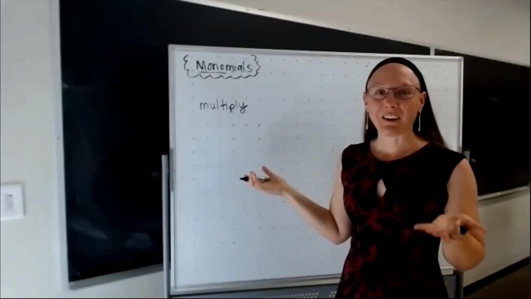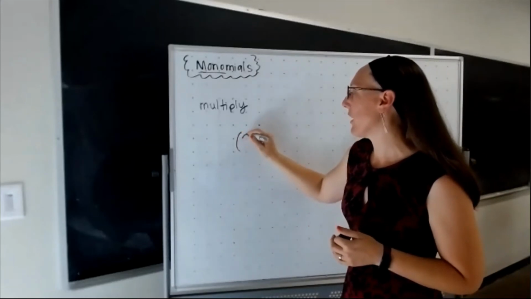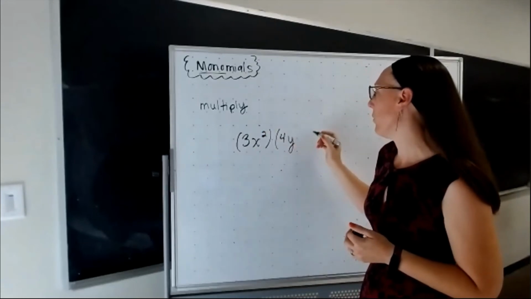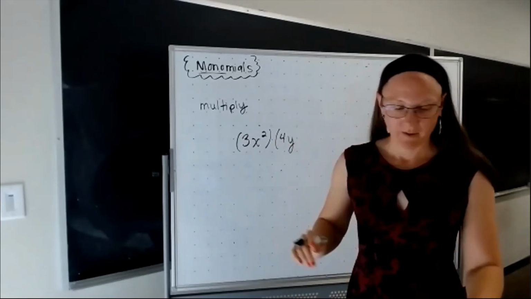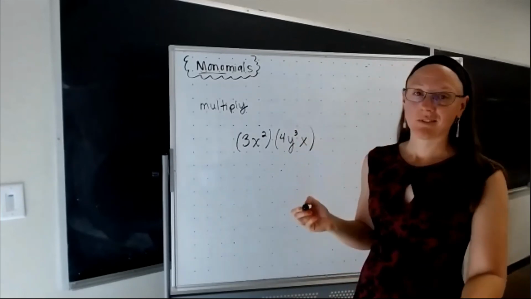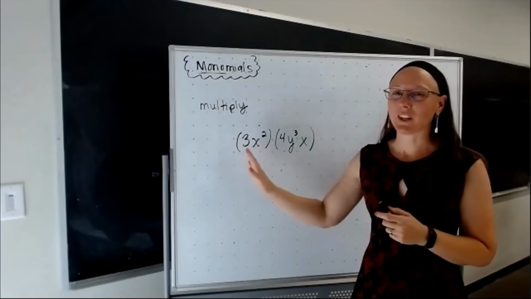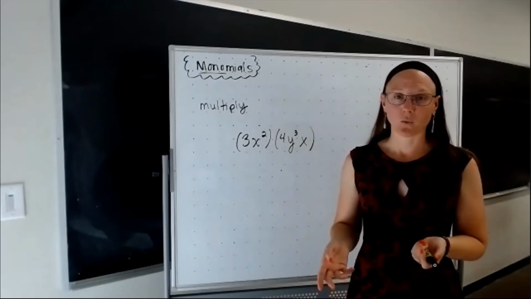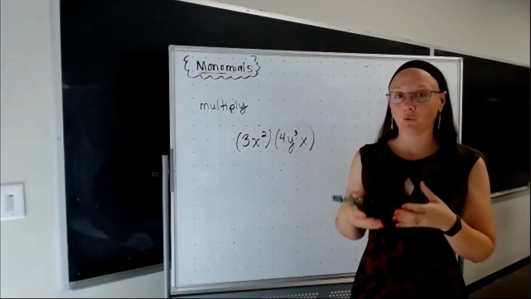So if I give the instruction multiply, and we're thinking about maybe something that looks like 3x squared times 4y, sorry, let me make them both, yeah, there we go, 4y cubed x. And I ask you to multiply this. That means that we're going to do whatever multiplication and apply whatever exponent rules we need to make this in its most simplified monomial form.